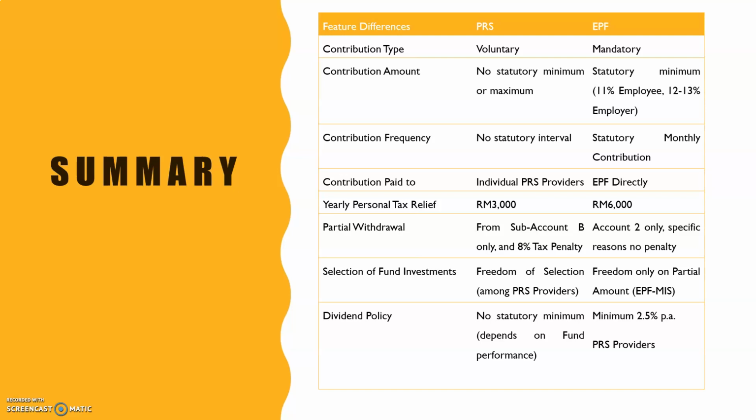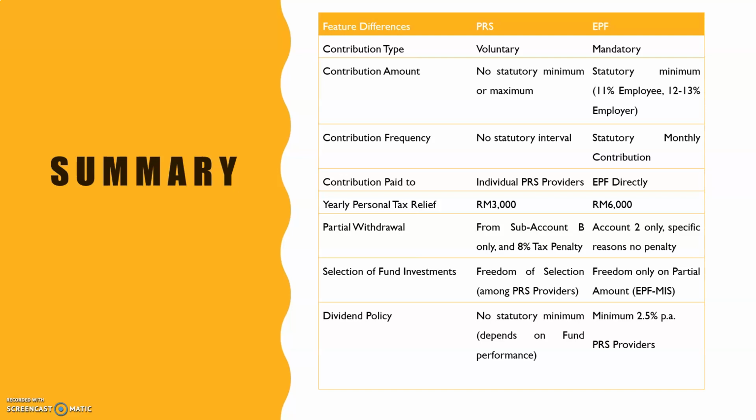So as a summary, these are the features and differences between PRS and EPF. The features: contribution type, PRS voluntary, EPF mandatory. Contribution amount, PRS has no statutory minimum or maximum, while for EPF there is a statutory minimum and maximum. Contribution frequency, PRS has no statutory interval, EPF is monthly. PRS contribution is paid to the individual PRS provider, while EPF is paid directly to EPF. Yearly personal tax relief for PRS is 3,000, for EPF 6,000.